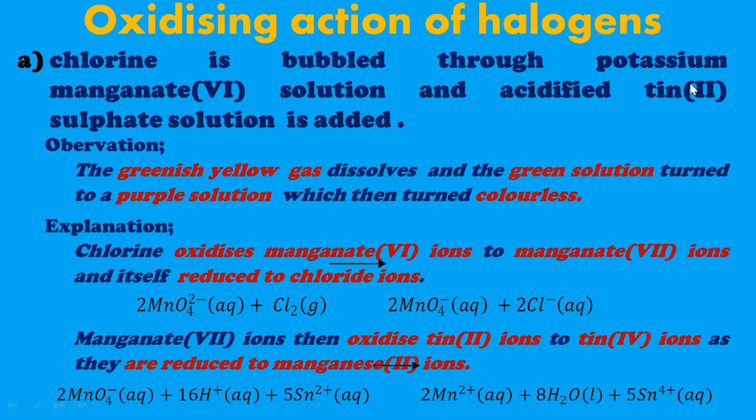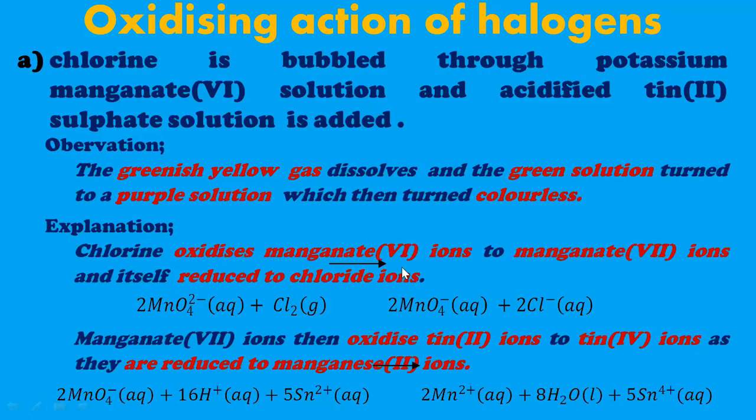So now we add acidified tin 2 sulfate solution to the resultant solution. So the manganate 7 ions now will oxidize these tin 2 ions here to tin 4 ions, as shown by this redox reaction below. So what is our observation? The greenish yellow gas, which is the chlorine, dissolves in the green solution, which is the potassium manganate 6 solution, and the green solution now turns purple. But then it eventually turns colorless due to the explanation we are seeing here.